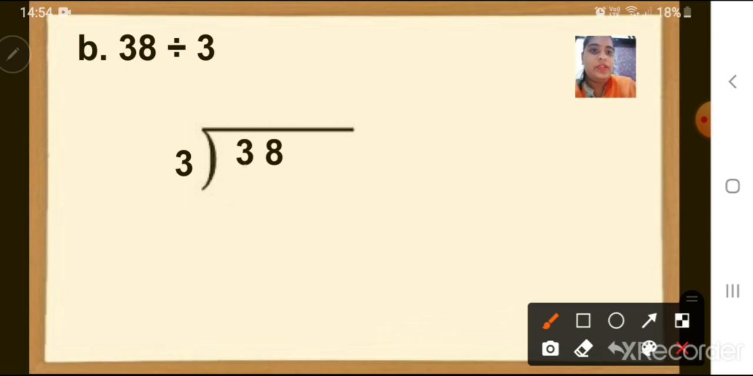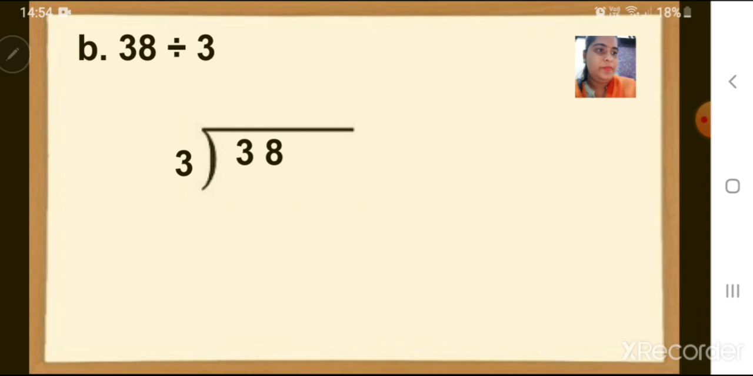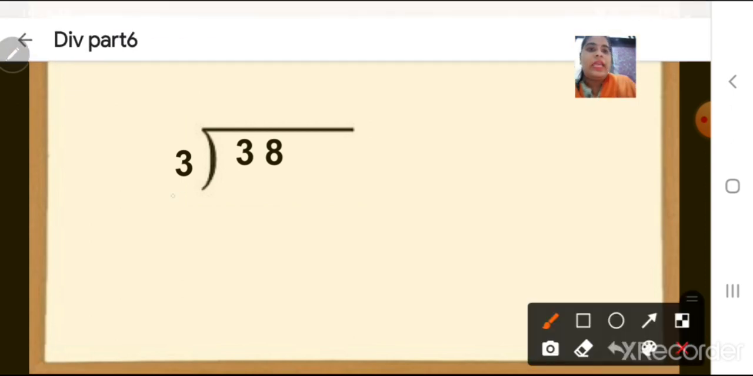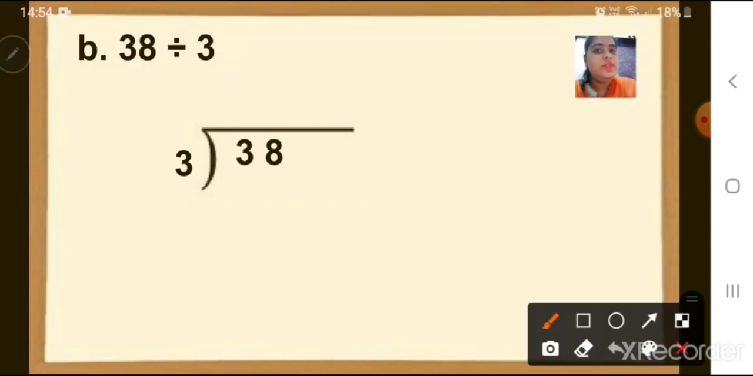Okay. Here you can see the first number is number 3. So children, can you tell me, in 3's table will 3 go? Yes, it will go, right? 3 ones is 3. So how will we write it there? 3 multiplied by 1, 3 ones is 3. Then we are going to put the subtraction sign. 3 minus 3 is 0.